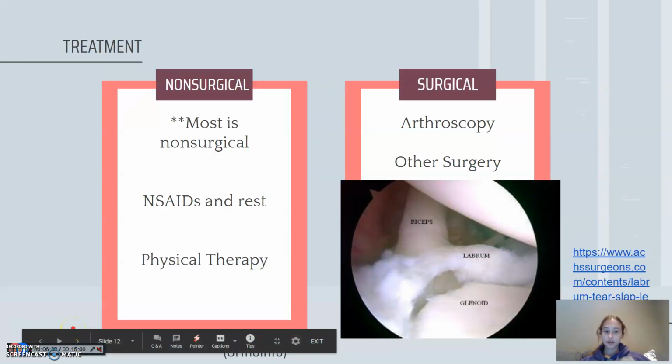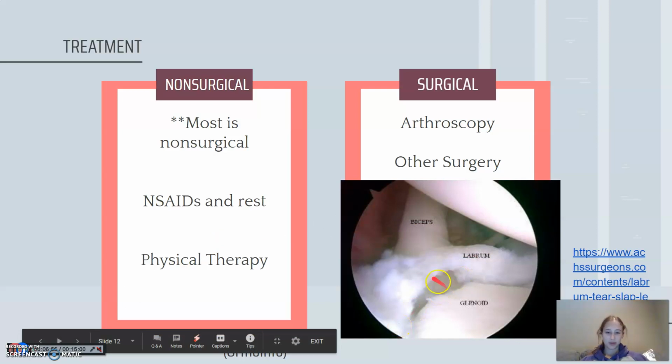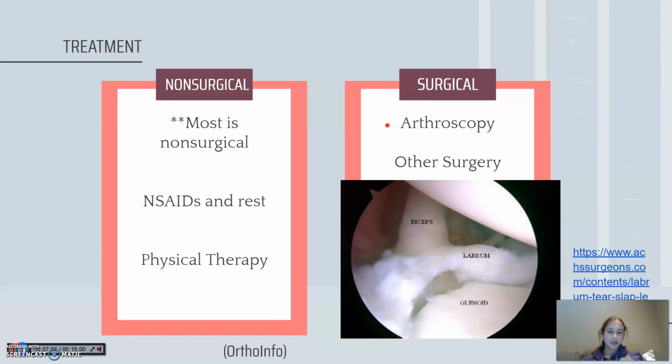So for treatment, most treatment is non-surgical. It's going to be NSAIDs and rest and physical therapy to strengthen your rotator cuff muscles. But if it's a type 3 or 4, as seen here, this is a type 4, probably because the biceps tendon is pulled off. And this is a picture of an arthroscopy, which is basically when they take a little camera and look in your shoulder, and it would need to be stitched up with surgery. There are other surgeries you can do if it's really, really bad, but arthroscopy is the most common for it.